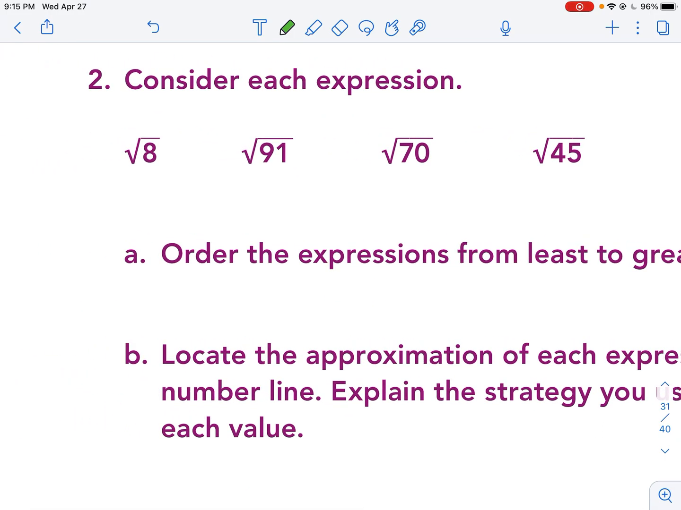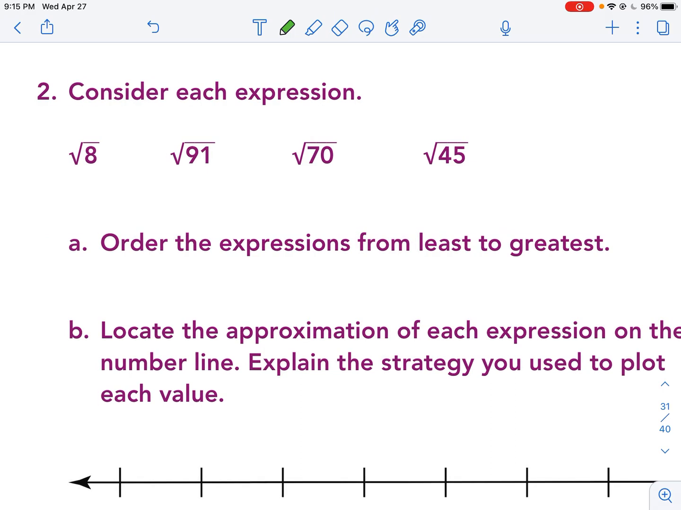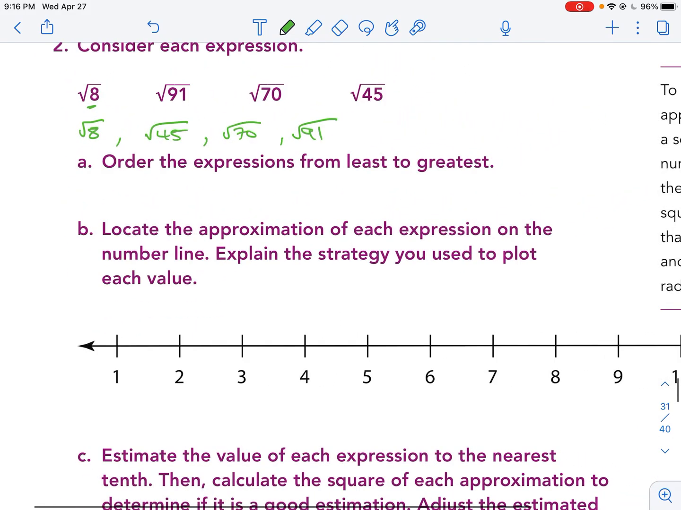Okay. So we're going to look at each one of these expressions and put them from least to greatest. Well, what's the smallest number? 8 is the smallest number. So the square root of 8, the square root of 45, the square root of 70, and the square root of 91. You just look at the radicands. What's the smallest? What's the greatest? Now we're going to locate the approximation of each.